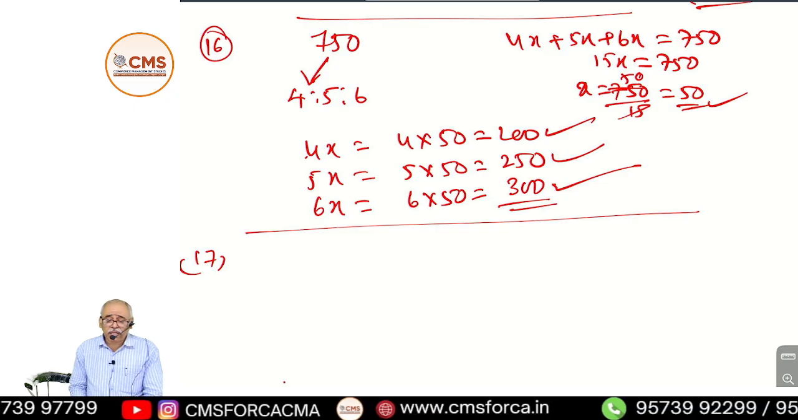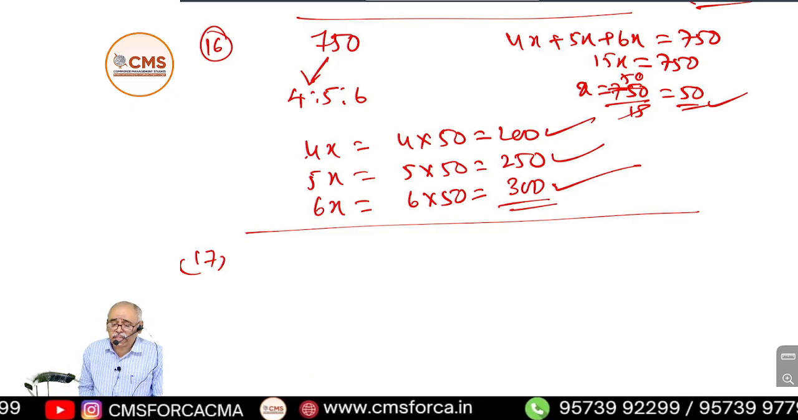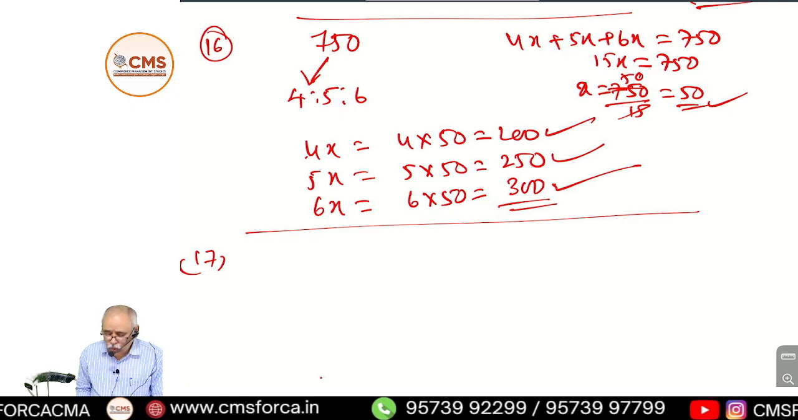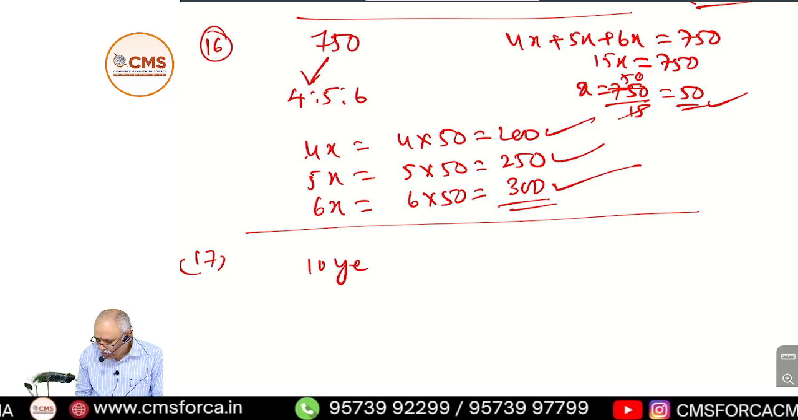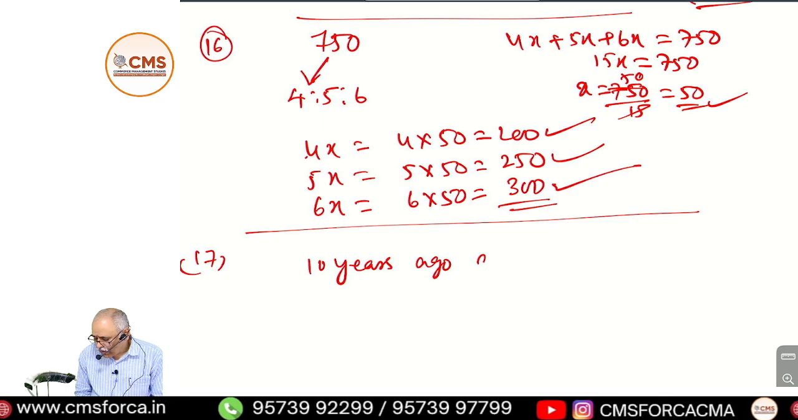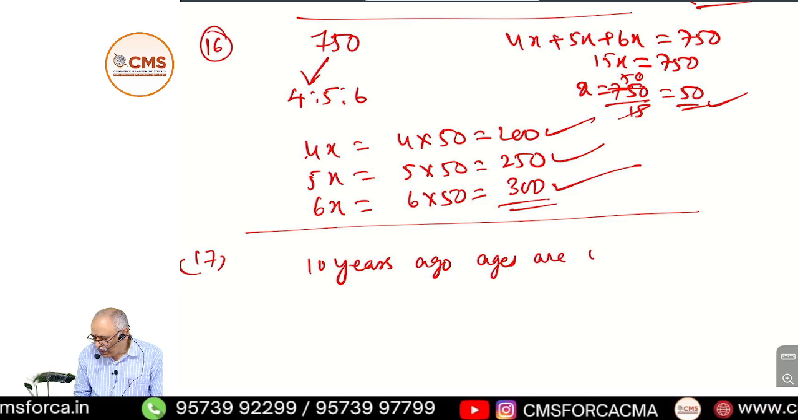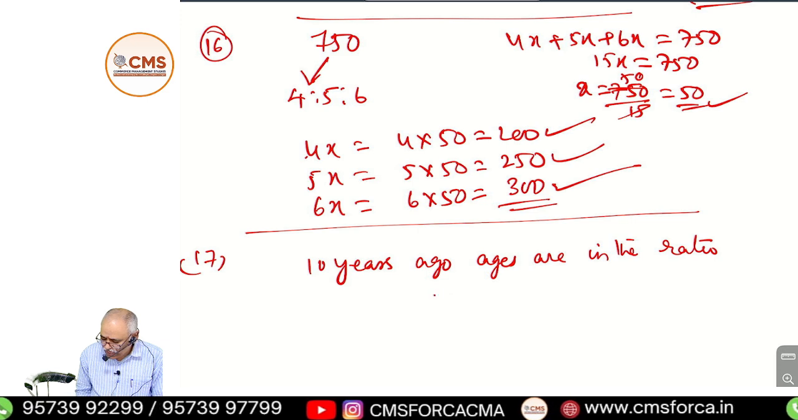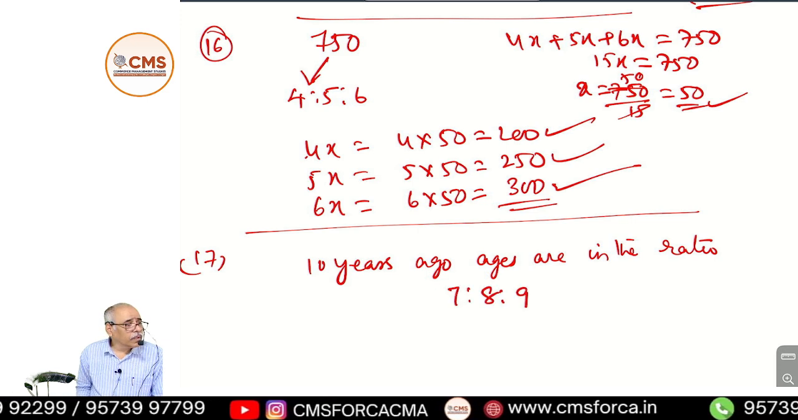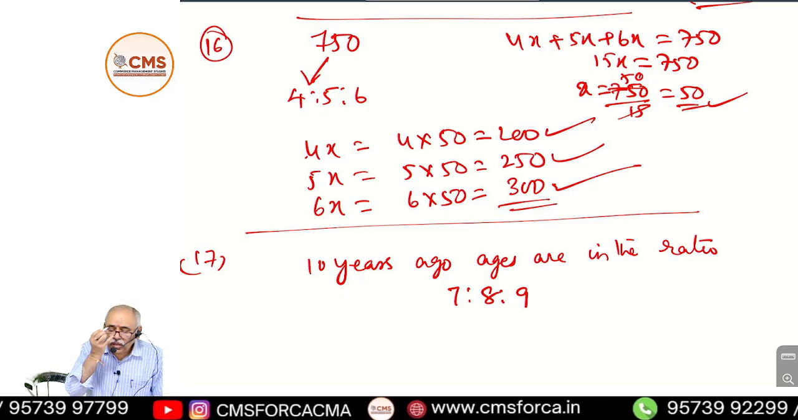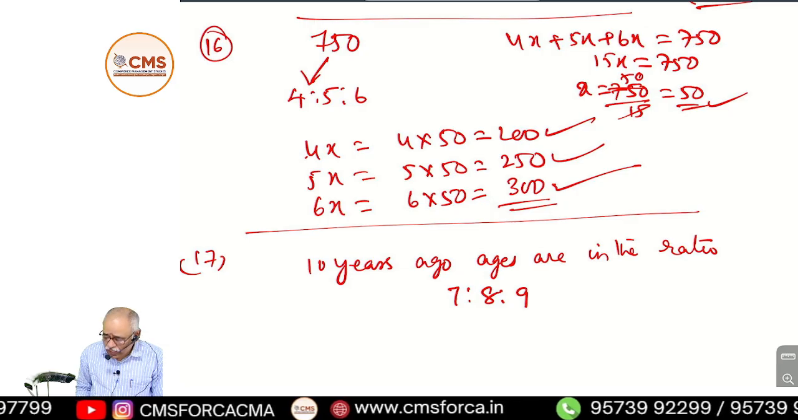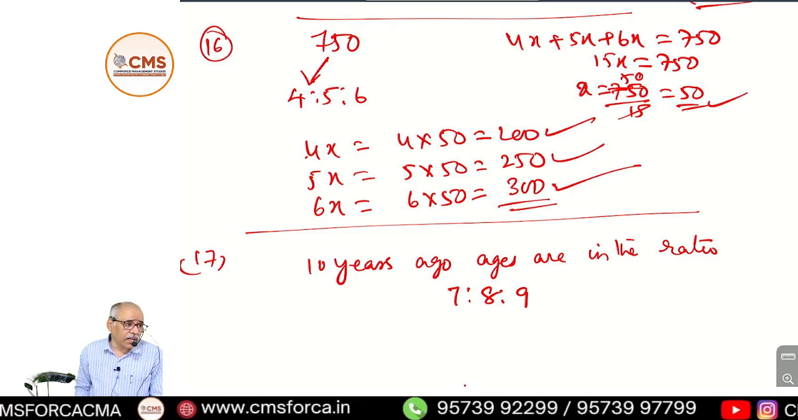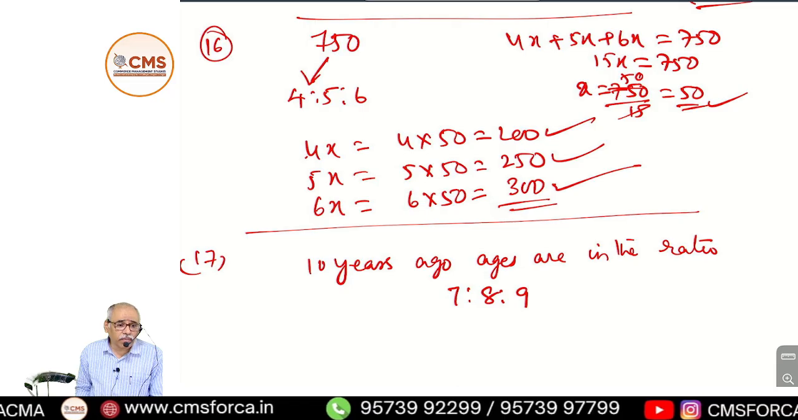Question number 17. The sum of the ages of 3 persons is 150 years. 10 years ago their ages were in the ratio 7:8:9. Present ages are asked; the sum of the ages is given as 150 years. Try to understand this question.